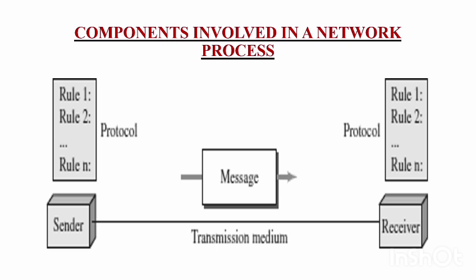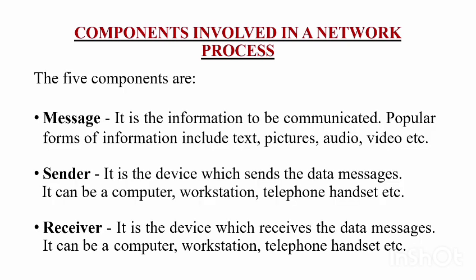These are the components involved in the computer network process. In between is the transmission medium, with one sender and one receiver. They have protocols, with some rules and responsibilities taking over inside the devices for transferring information from one place to another. The first component is the message. It is the information to be communicated from sender to receiver. The information that can be transferred from one place to another includes text, pictures, audio, and video.